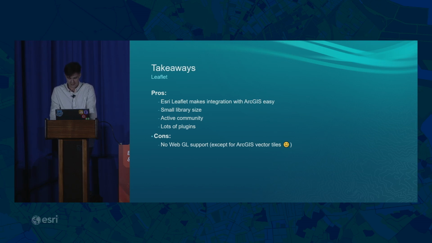The major con of Leaflet, in my opinion, is that there's no WebGL support. So WebGL is a rendering program used by your browser, and it makes things way more performant. MapLibre GL JS, as you can guess from the GL, has full support for it. Leaflet does not, unfortunately, except if you want to display vector tiles, you can use Esri Leaflet Vector, which is a plugin we offer, and that does use WebGL. So that's pretty much the only way you can display data using WebGL in Leaflet.